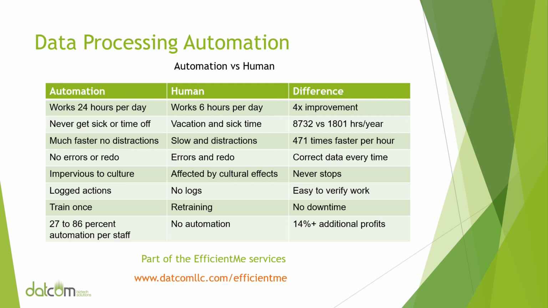The last thing to consider is that we can automate each individual administrative staff anywhere from 27 to 86%, whereas with the human, there is no automation. So what does that mean to the company overall? Generally, an additional 14%.